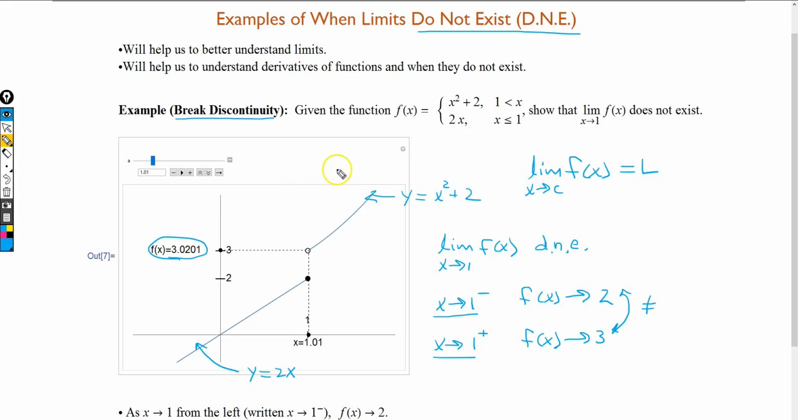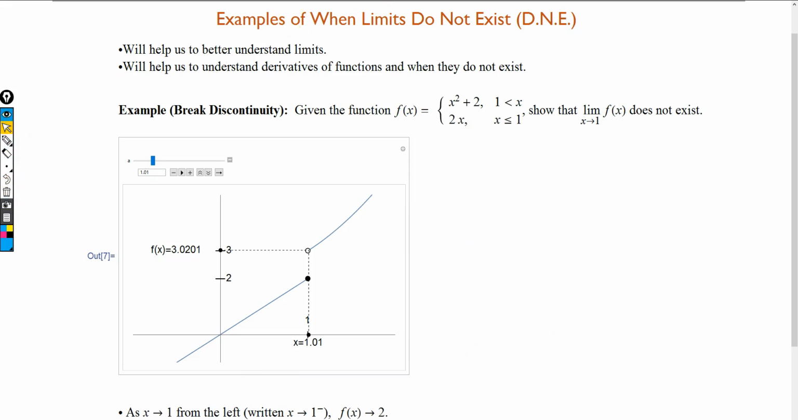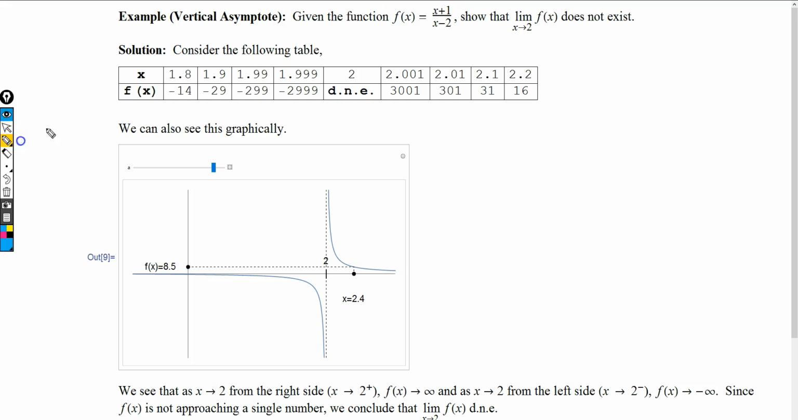Now let's take a look at this function. Here we have an example of what we call a vertical asymptote. We're going to study vertical asymptotes in more detail later, but this is just a brief example of another situation in which a limit does not exist. So let's take a look at the function f of x equals x plus 1 divided by x minus 2. And let's show that the limit as x approaches 2 of f of x does not exist.